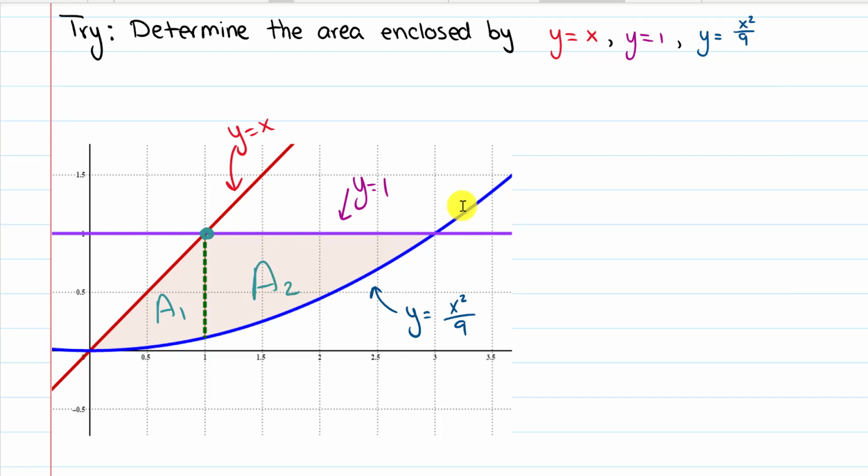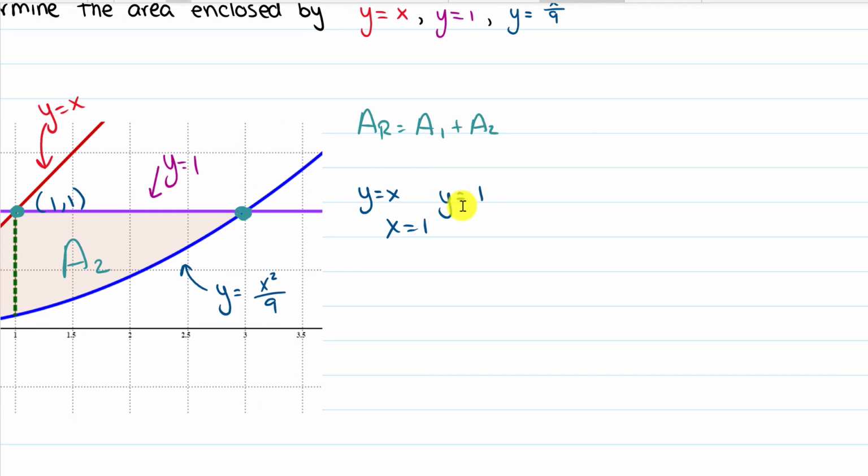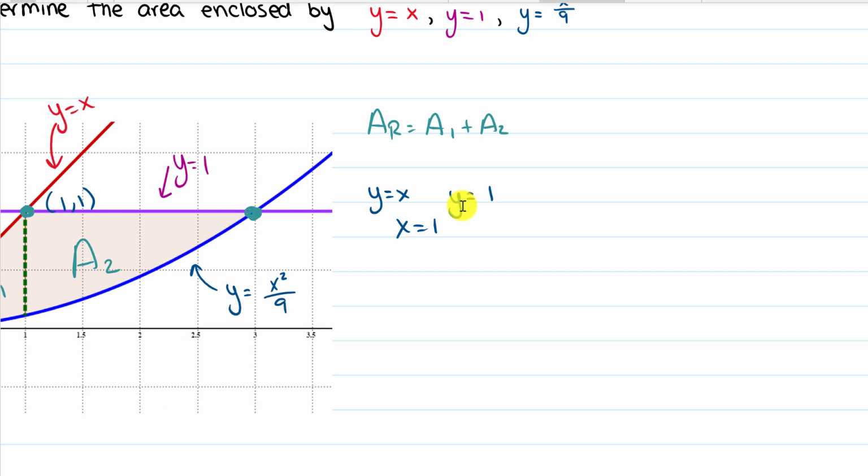And then we need to figure out what these coordinates are. I need to find out that coordinate. And this one's obvious. This is 0, 0. So our total area is going to be area 1 plus area 2. The first thing we need to do is determine all of these points. So we have to find the first point, y equals x, and y equals 1. So this one's kind of easy. X is simply equal to 1. So we get the coordinate 1, 1 here. I don't really need the y coordinate, I just need the x coordinate.